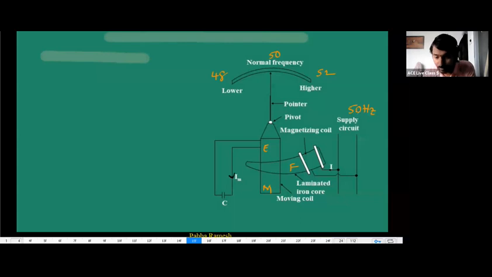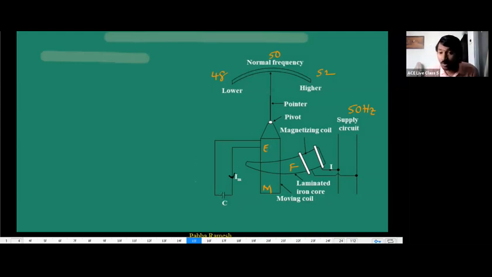A 50 hertz supply is given. For example, this is given for 50, which means I am the manufacturer. I am designing the instrument such that 50 hertz is my normal frequency. That's my point. So how do I have to design the circuit? If I give the 50 hertz supply, magnetization will be there. This magnetization gives flux, flux links with the coil, EMF will be induced in the coil, and current will be produced.